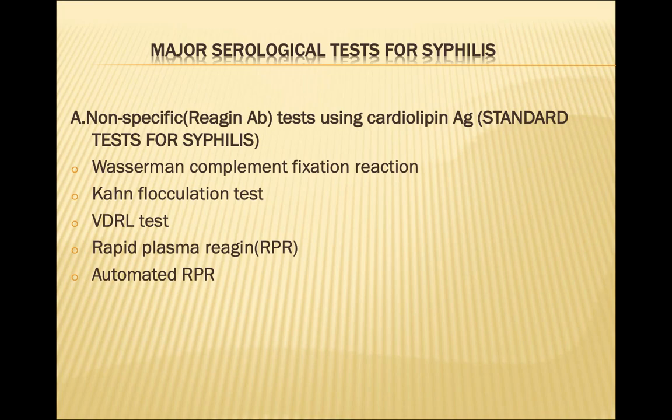So there are different standard tests which are used for detecting these treponemal antigens or the antibodies. The non-specific tests using the cardiolipin antigen are the Wassermann's complement fixation reaction and Kahn's flocculation test, which are not used anymore. They are all obsolete techniques. The ones most commonly used are the VDRL and rapid plasma reagin tests. The VDRL ELISA test is also being used nowadays.